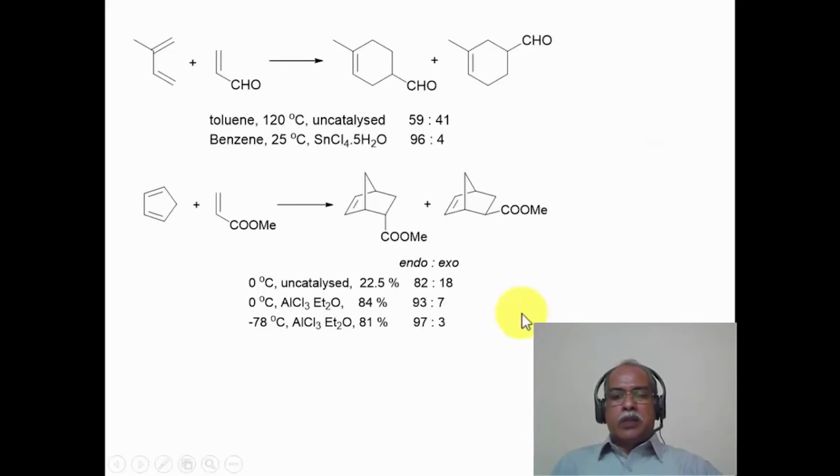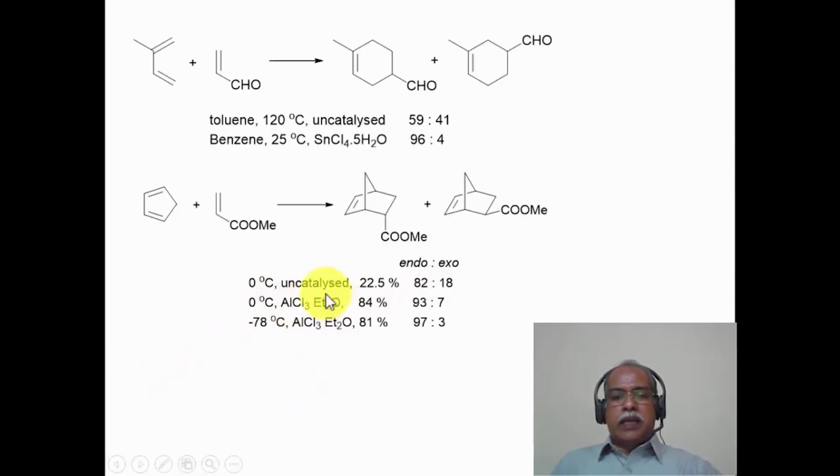The endo-exo isomer ratio can also be affected by the Lewis acid catalysis. It's a reaction between cyclopentadiene and methyl acrylate. And the uncatalyzed reaction at 0 degrees takes place to an extent of only about 22.5% conversion. The endo-exo ratio is 82:18. The endo is still the predominant product in this particular case.